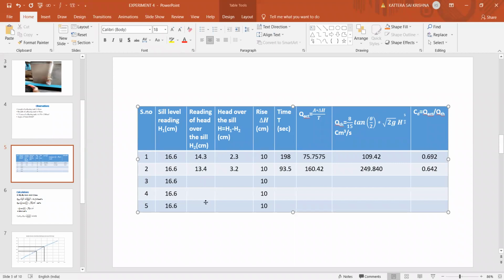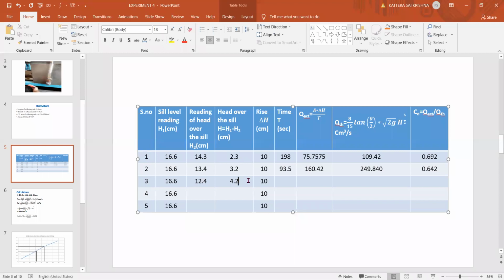Now we will go for the third reading. Again we will increase the pump regulating valve, or open the valve a little bit more. The water level above the sill will increase, so the H2 value will further decrease. We are getting 12.4 after the third reading. The height of water above the sill will be more now. 16.6 minus 12.4 is 4.2, so 4.2 centimeters of water is flowing above the notch.